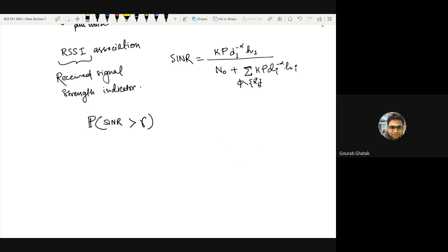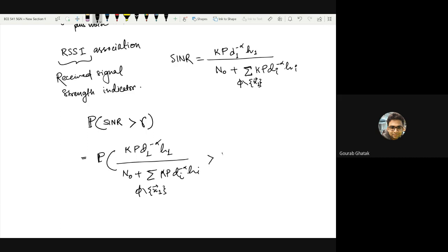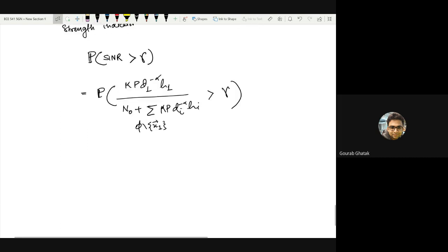If these 3-4 terms, or let's say ground rules, are clear, what we have to evaluate is the probability that K P D1 to the minus alpha H1 divided by N0 plus the summation of K P Di to the minus alpha Hi over all points except the first point, is greater than some threshold gamma. Okay, this we will be calling the coverage probability of gamma.